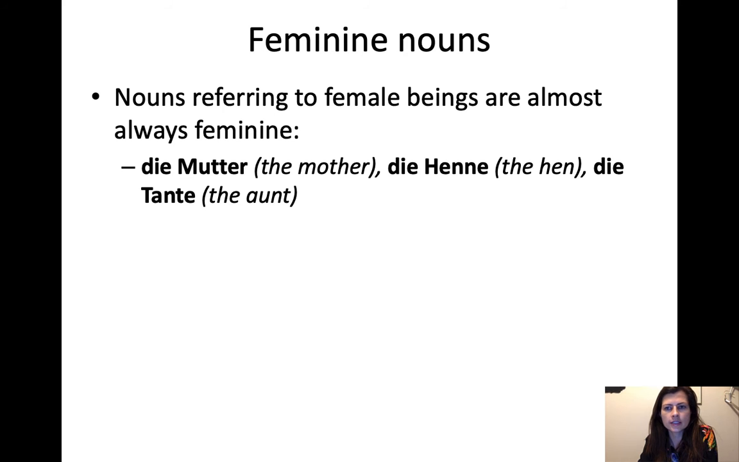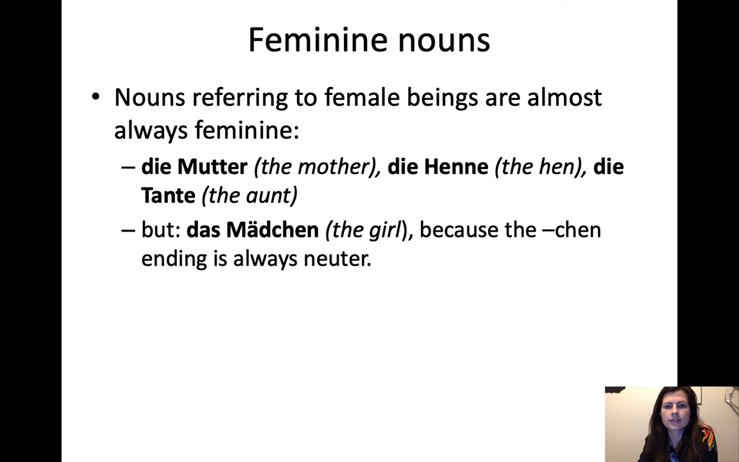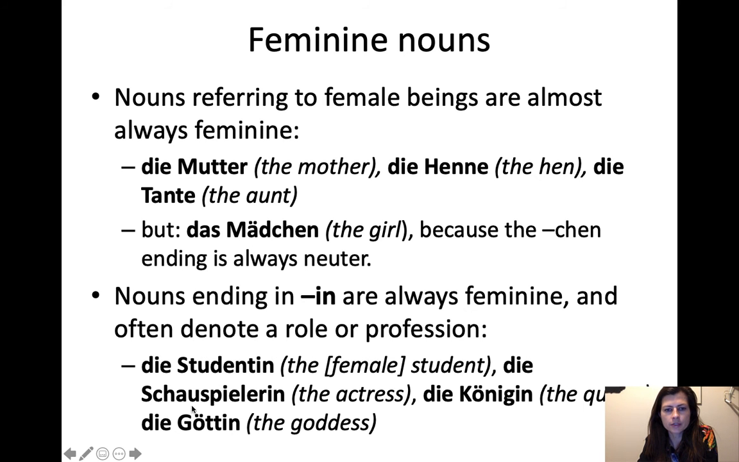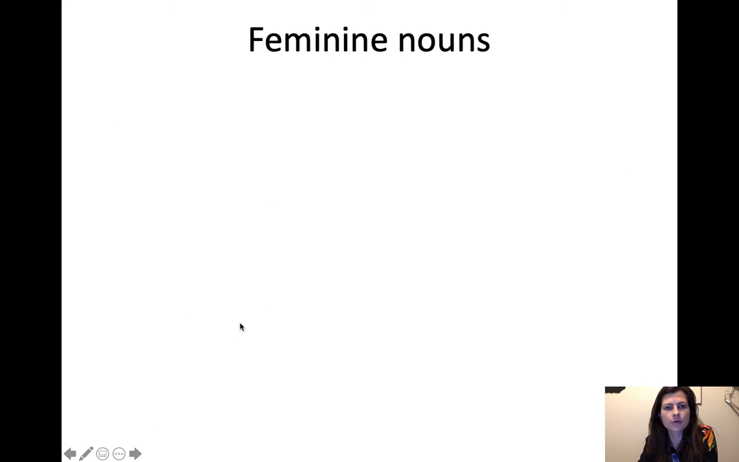Die Mutter, die Hanna, die Tante, but das Mädchen is neuter. Even though it means girl, it's still neuter because the chen ending is a diminutive, and that means it makes things small and cute, and it changes whatever noun you put it onto to neuter. And then nouns ending in in are always feminine, and they denote the role or profession. So Studentin, Schauspielerin, Königin, Göttin. Yeah, the in ending is always feminine.